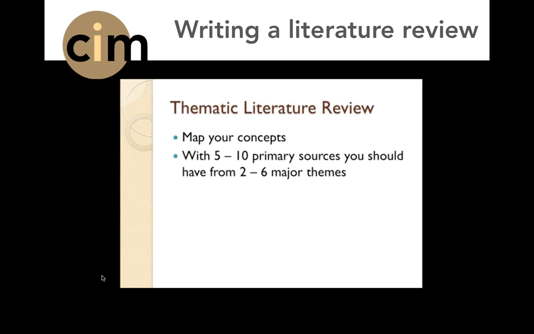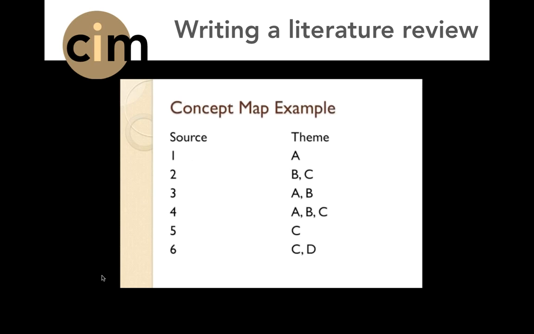So how do I take those annotated bibliography pieces and turn them into a thematic literature review? Well, the first thing I have to do is map my concepts. If I have 5 to 10 primary sources, those are your annotated bibliography pieces, you should have 2 to 6 major themes. I'll show you a visual of what that looks like. So on the left-hand column are my 6 sources. These are the 6 pieces I have in my annotated bibliography.